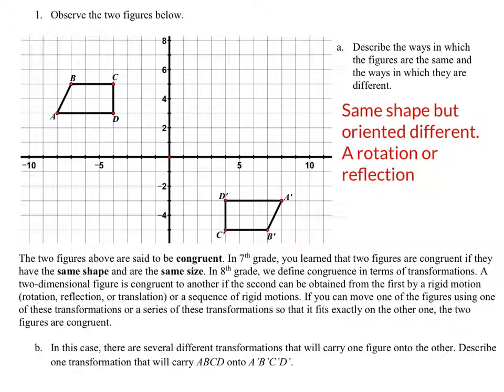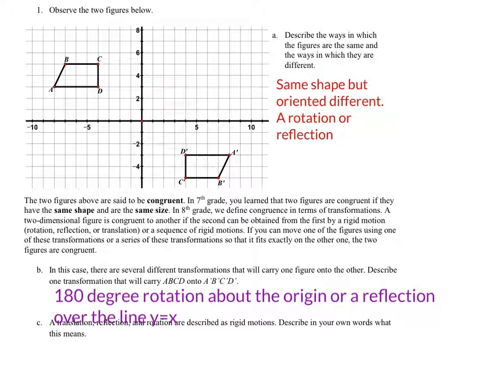So for part B, in this case, there are several different transformations that will carry one figure onto the other. Describe one transformation that will carry A, B, C, D onto A prime, B prime, C prime, D prime. So there's a couple.